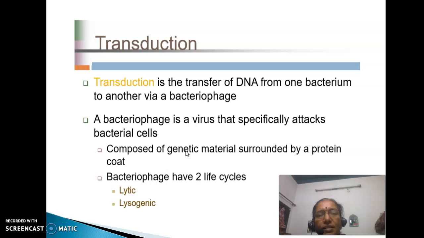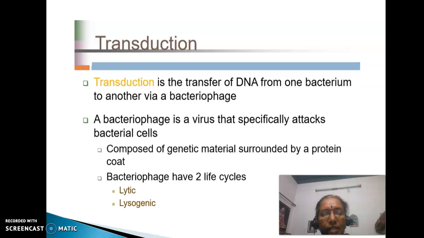The definition of transduction is the transfer of DNA from one bacterium to another bacterium with the help of bacteriophages. We have studied viruses. There are three different kinds of viruses: plant viruses, animal viruses, and bacteriophages. Bacteriophages are the viruses which specifically attack bacterial cells. These viruses, as we all know, have two important components. One is genetic material, which can be DNA or RNA, and they have a protein coat surrounding the genetic material.